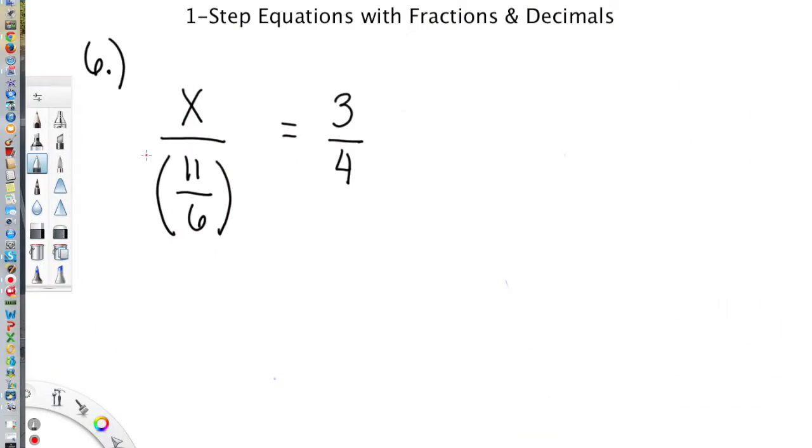Six, boys and girls, now we see that our variable is being divided by a fraction, and the fraction is 11/6. What is the inverse of dividing by 11/6? It is multiplying by 11/6. And what we do to one side, we will do to the other. Okay, our 11/6 are going to cancel each other out, and I will just bring down my lone variable, which is isolated, and then I can multiply straight through.